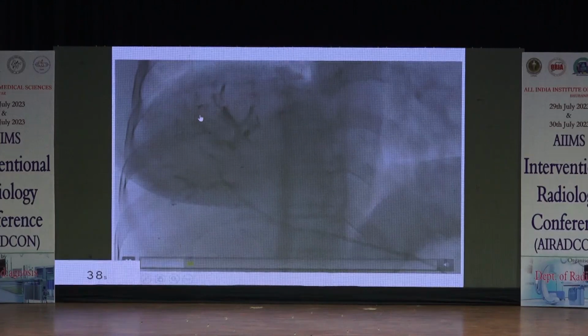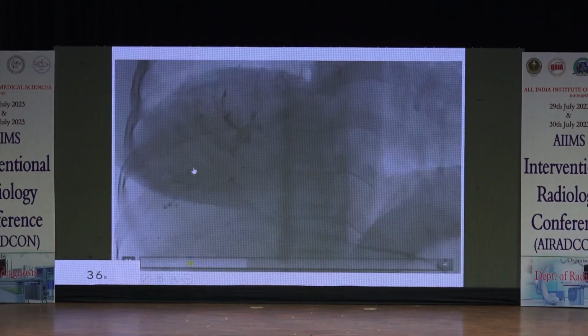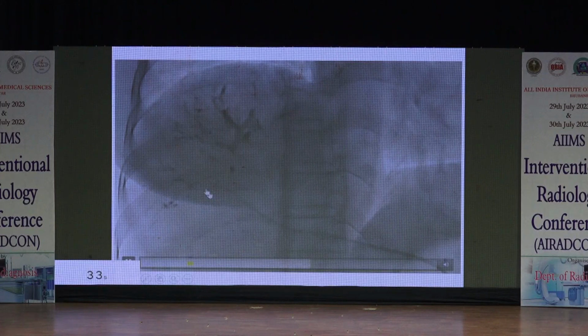So these are the glue casts previously done. This is the new glue cast. You can see the glue cast moving around from the center to the periphery. That is the direction in which the portal vein flows.